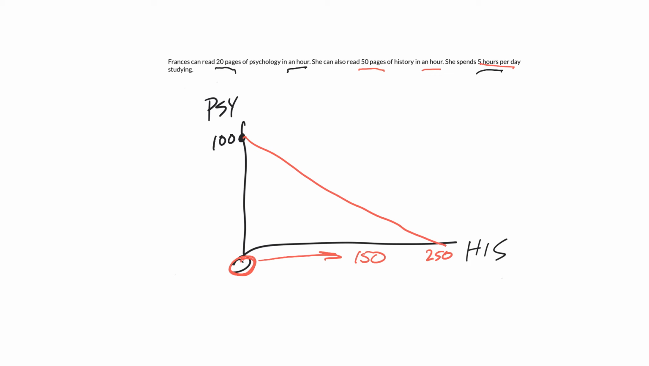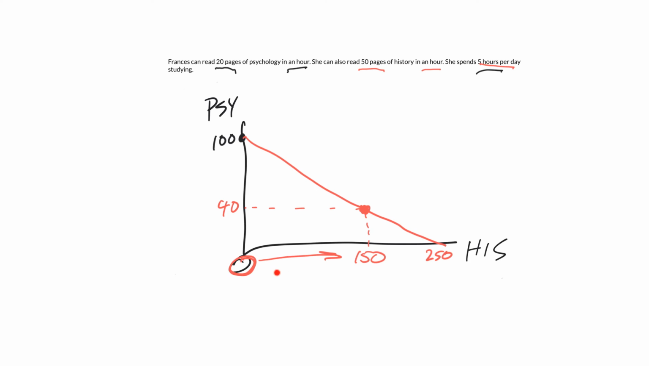If she reads 150 pages of history, that means she will be able to read, and then the graph in the question labels this as 40. If she chooses this point, reading 150 pages of history is choosing this point right here. That allows for her to read 40 pages of psychology. So what is the opportunity cost of those 150 pages of history?